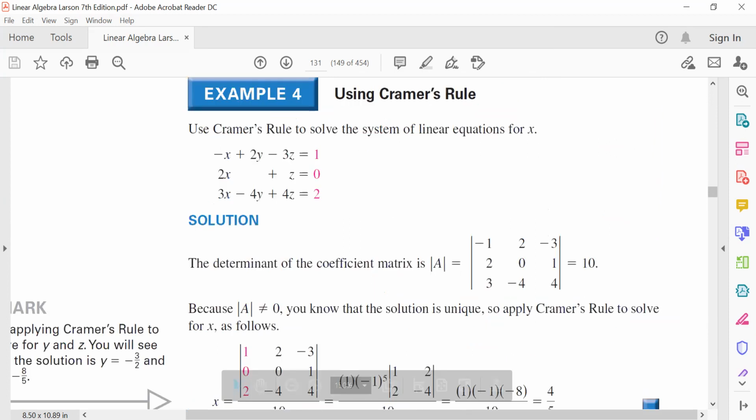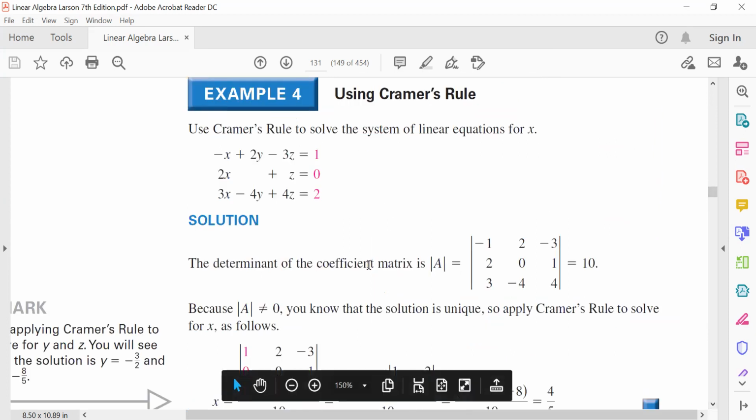So here is an example using Cramer's rule. I just want to show you something else here. Give me 1 second here. So basically, this is just my own way of writing it with x's, y's, and z's.